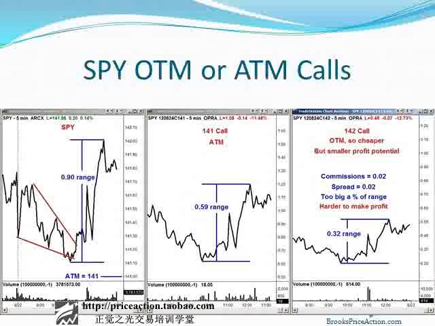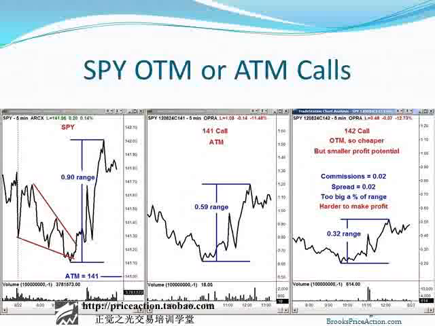Had I bought an at the money call at the absolute low tick, well, let me put it this way: the 141 call had a range of 59 cents today. The spider itself had a range of 90 cents. But if I instead bought the out of the money call, the next strike up, the 142, it's a lot cheaper, right? It's 20 cents instead of 60 cents to buy it, but the range was only 32 cents.